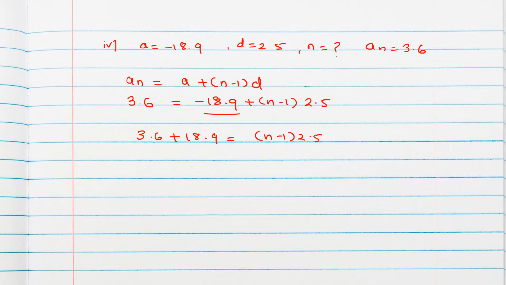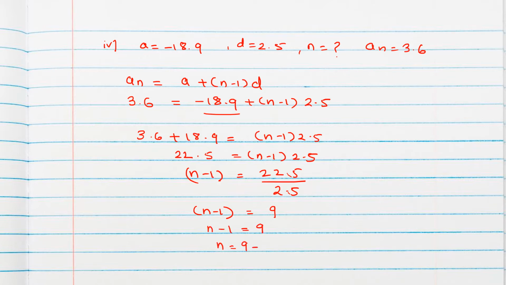Now we can add this, so we'll get 22.5. Now (n minus 1), this bracket will keep here, and 22.5 divided by 2.5. Okay, so now see, 25 nines are 225. This decimal will go, and 25 nines are 225. So n minus 1 equals 9 we got. So n will be 9 plus 1, that is 10.